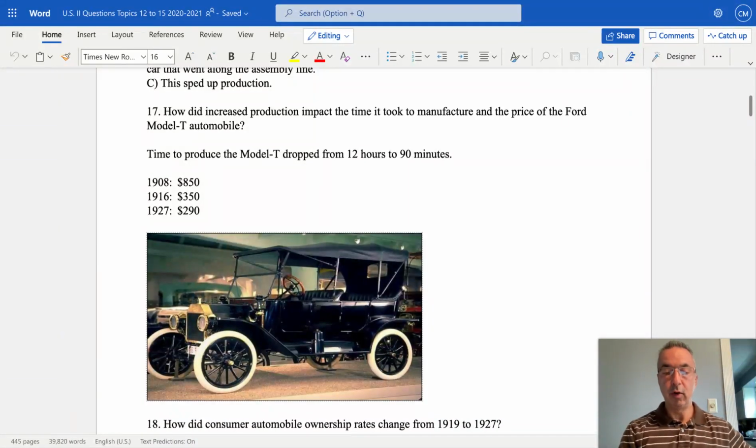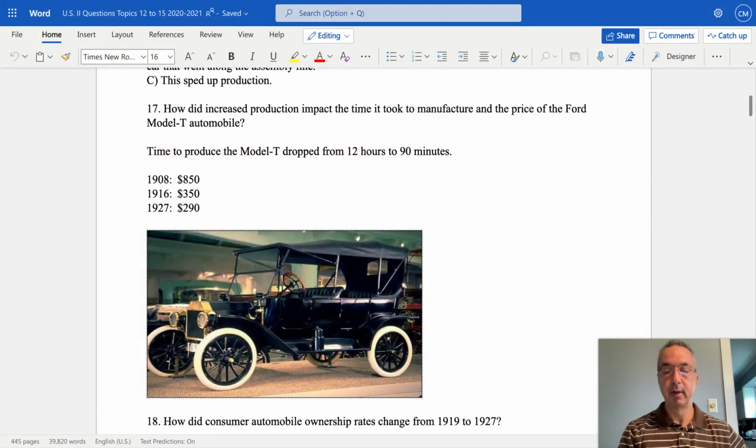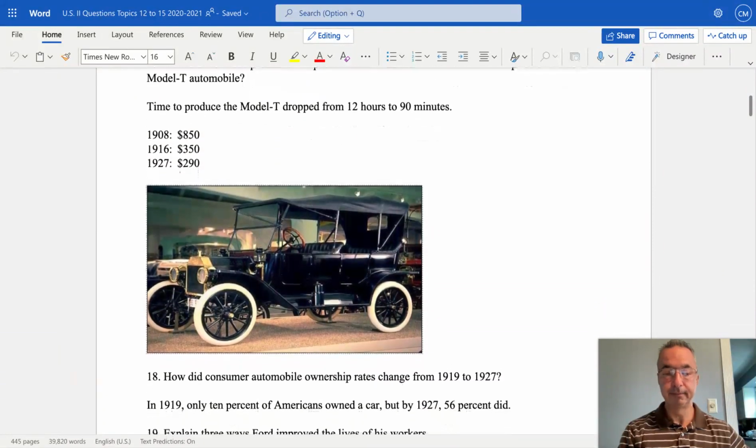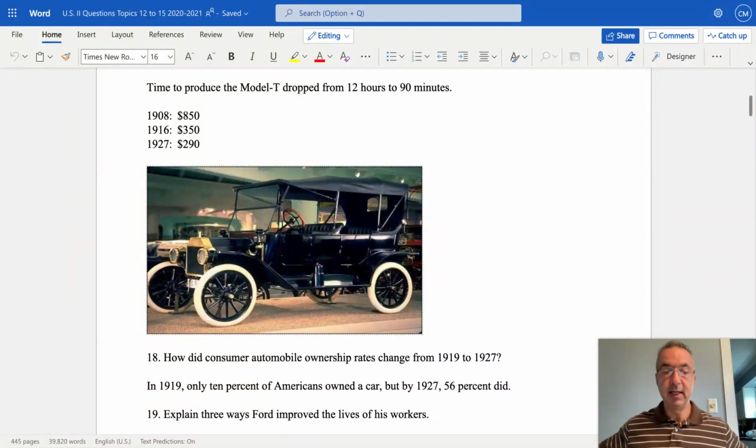18, how did consumer automobile ownership rates change from 1919 to 1927? Well, if you see the prices there, you can kind of make a conclusion in terms of what direction it's going to go. So in 1919, 10% of Americans owned a car. By 1927, when the automobile dropped down to $290 per car, 56% did, which meant most middle class and even lower middle class Americans were now purchasing an automobile.